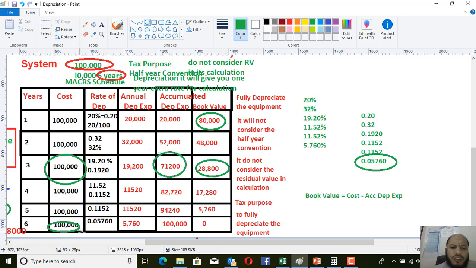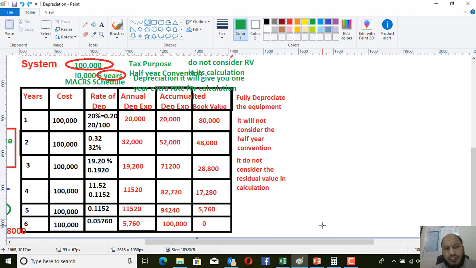For example, when we subtract this, we say that it will fully depreciate the machinery, and it depreciates 100%. You see that 0 amount is written here. So dear students, this was about MACRS, the modified accelerated cost recovery system.